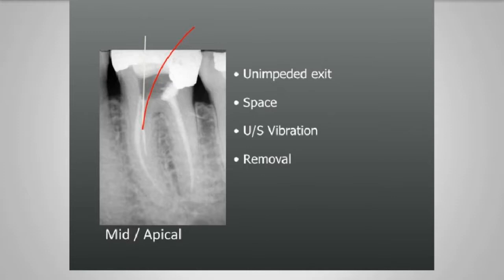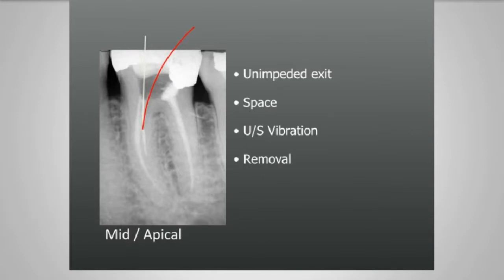You need to make a little bit of space in order to use your ultrasonics and for the piece of broken file to come out. Ultrasonic vibration again, and this time it's with really tiny tips, and then retrieval. Now often it's very easy to get the piece of fractured instrument to vibrate and wobble within the root canal, but retrieval can be difficult, and I'll show you a technique for doing that in a minute.